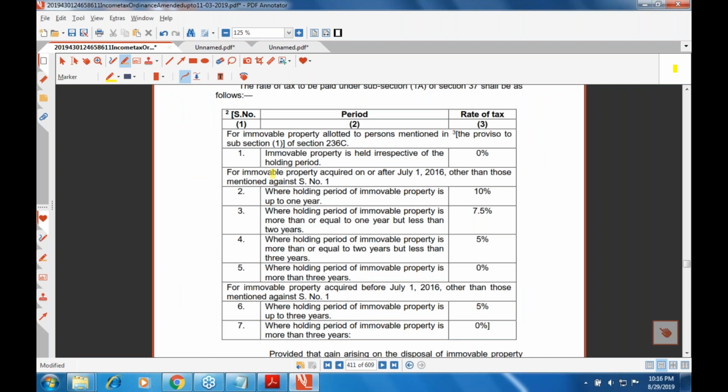It says for immovable property acquired on or after July 1st, other than those mentioned against serial number 1, holding period up to 1 year, 10%. Holding period more than 1, equal or less than 2, 7.5%. Between 2 and 3 is 5%. More than 3 is 0. So it's going to be 0 to 1, 1 to 2, 2 to 3, 3 plus. It's going to be exempt.